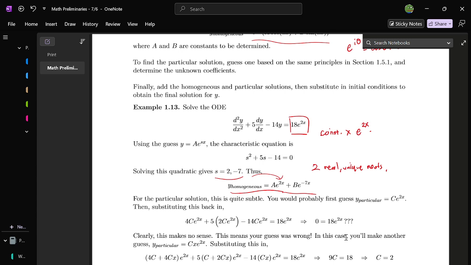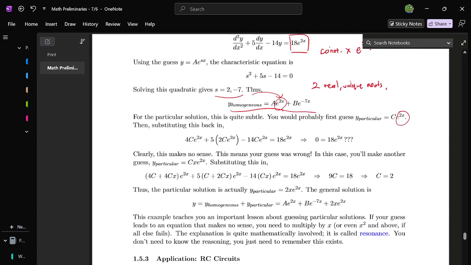Now what went wrong with our guess is that notice that you are guessing e to the power 2x. Your homogeneous solution contains e to the power 2x also. Now this is what we call resonance. And there's a link here which you can click in the PDF to find out what it is. But what this means is that if your homogeneous solution has an exponential like that, and you're guessing the same exponential for a particular solution, then it will always lead to some problem like that, where you are not able to solve for your unknown constants.